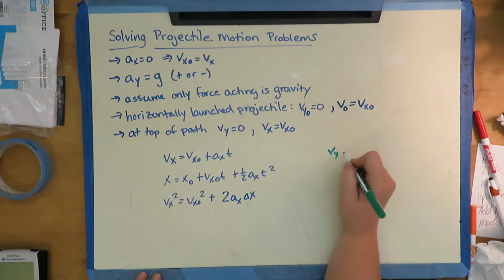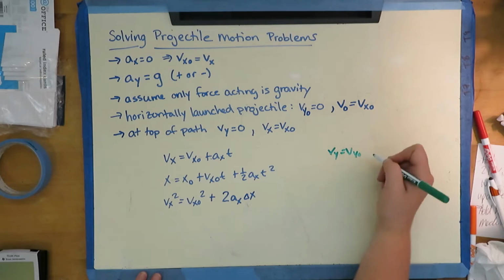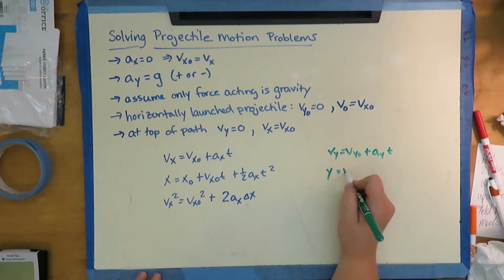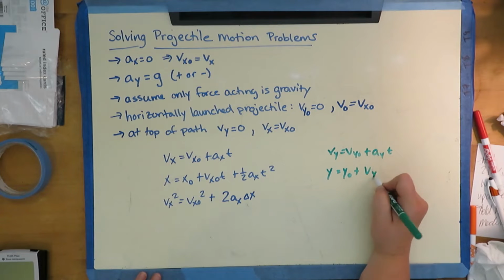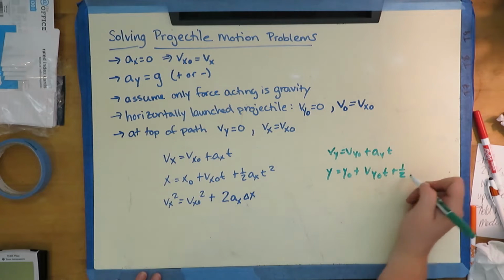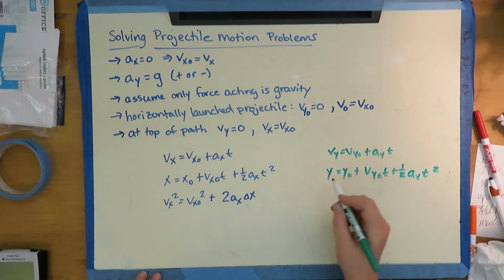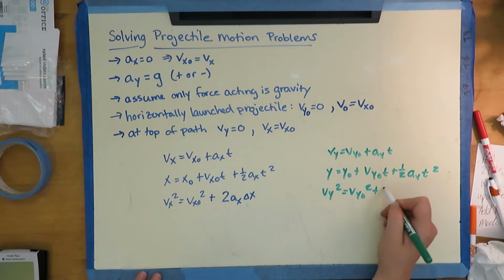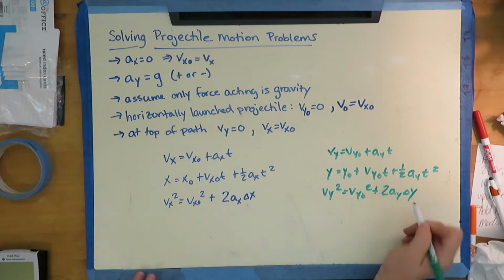And then in the y, Vy is equal to Vy0 plus ayt. y is equal to y0 plus Vy0t plus 1/2 ayt squared. Vy squared is equal to Vy0 squared plus 2ay delta y.